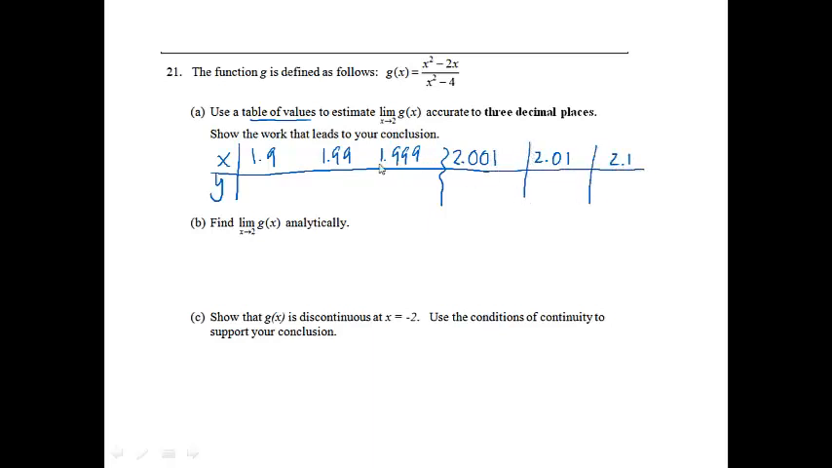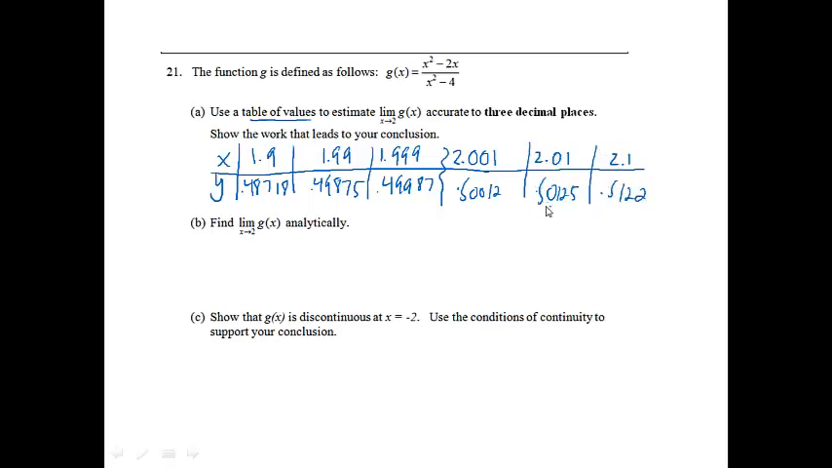And when I do that, I found that when I plugged in 1.9, I got 0.48718. 1.99 was 0.49875. 1.999 was 0.49987. When I plugged in 2.001, I got 0.50012. 2.01 was 0.50125. And then 2.1 was 0.5122.